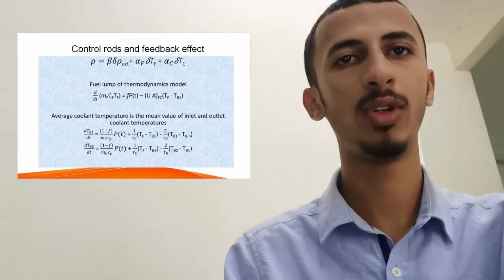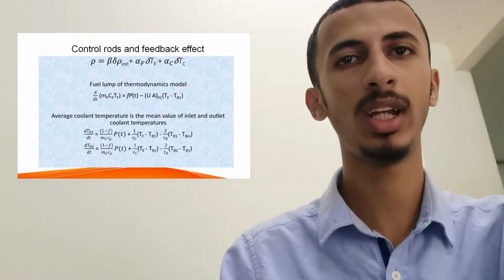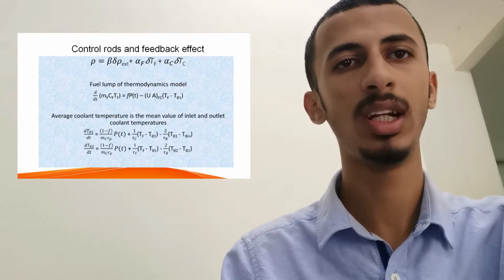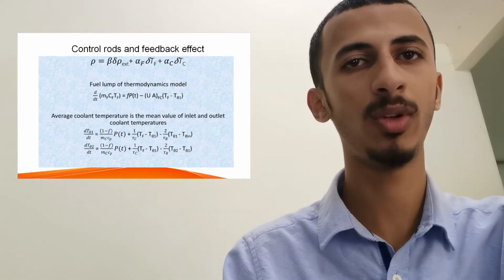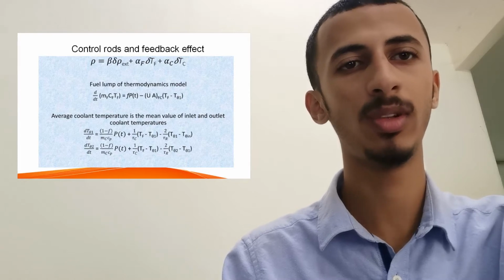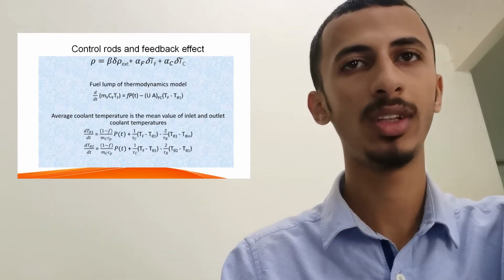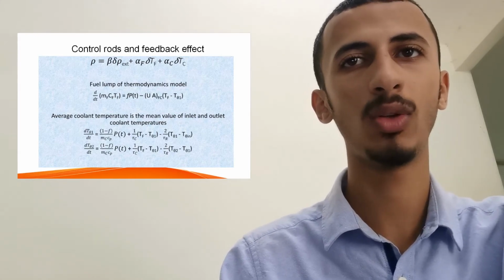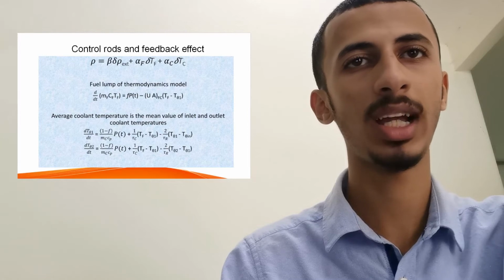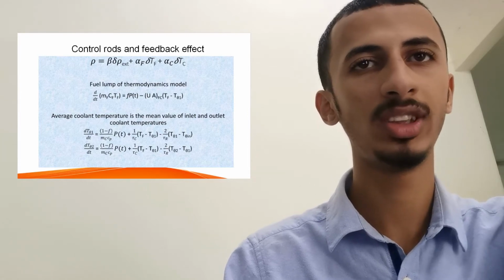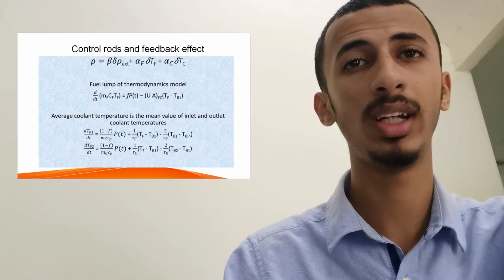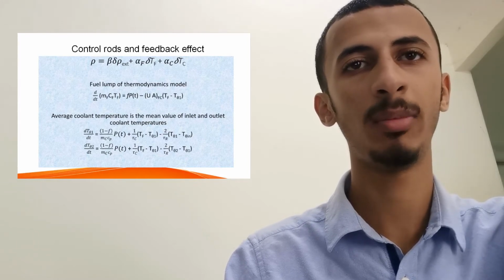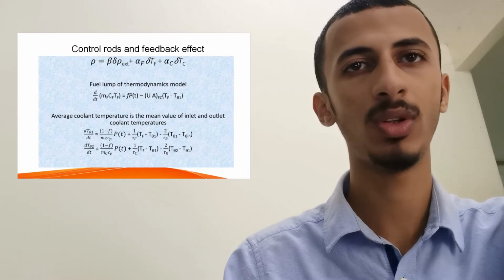The equation for the fuel lumped thermodynamics model is as follows. That is the average fuel temperature, C is the specific heat of the fuel, and M is the mass of the fuel. The equation of average coolant temperature, the mean value of inlet and outlet coolant temperature, can be rearranged so that related time constants become apparent. The formula is as follows.